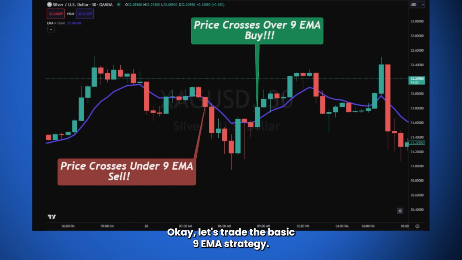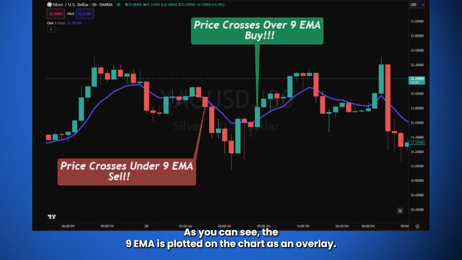Okay, let's trade the basic 9 EMA strategy. As you can see, the 9 EMA is plotted on the chart as an overlay. This makes it simple to trade. All we do is buy the market when price crosses over the 9 EMA and sell the market when price crosses beneath the 9 EMA. Let me show you what I mean.